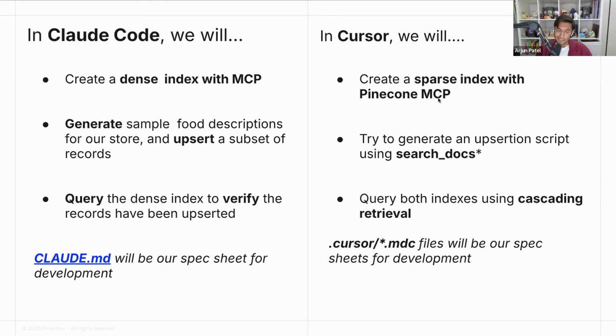And we'll query the dense index in order to verify that the records have been upserted. So we'll be able to test to make sure everything's working. We'll use claude.md files. These are Claude memory files in order to spec the type of development that we're doing. And I also should point out to everybody that I've already written the Streamlit application.